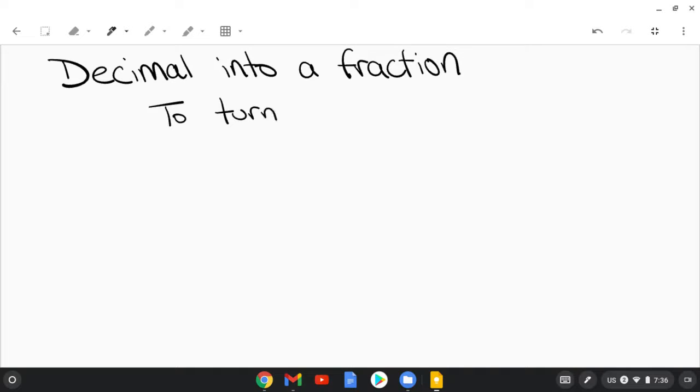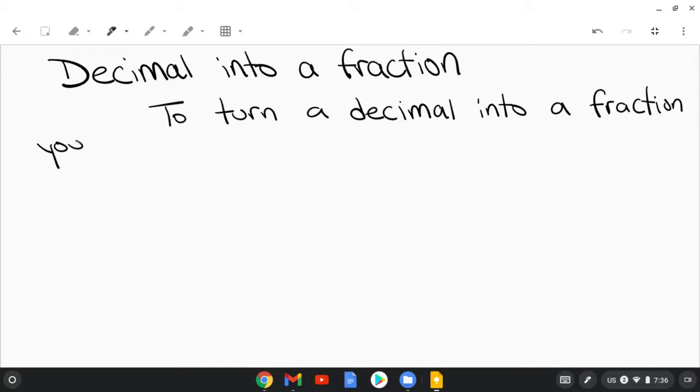To turn a decimal into a fraction, you need to understand the place value. We reviewed place value on Monday, and we looked at the place value up to the thousandths position.